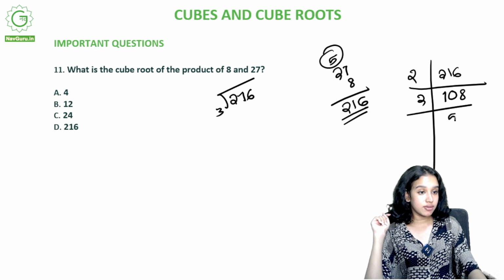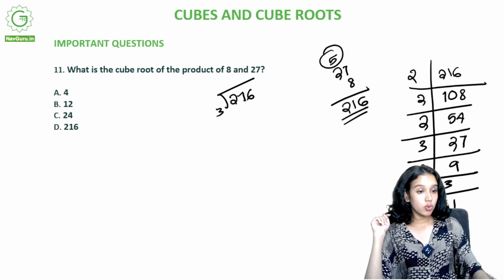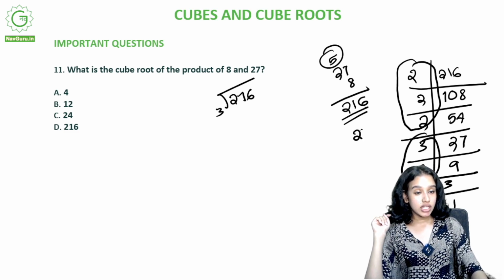Again by 2 we get 54. Again by 2 we get 27. Then 3, 9, 3, 3, 3 and 1. So we get 2 into 3. So 2 into 3 is 6.